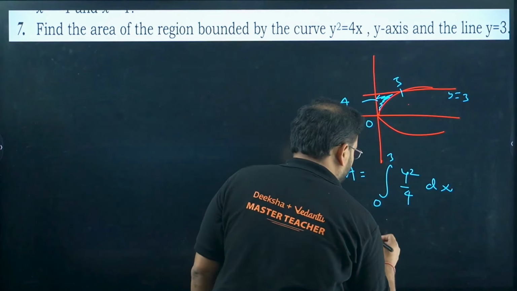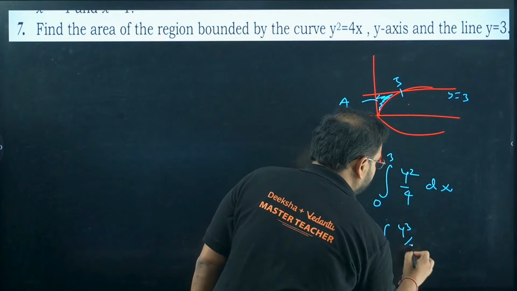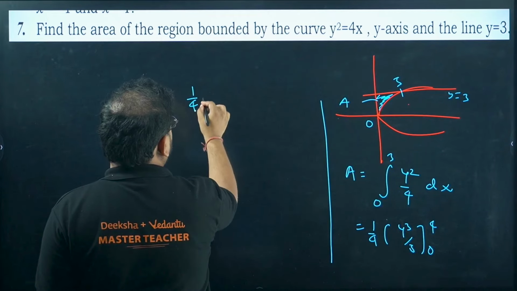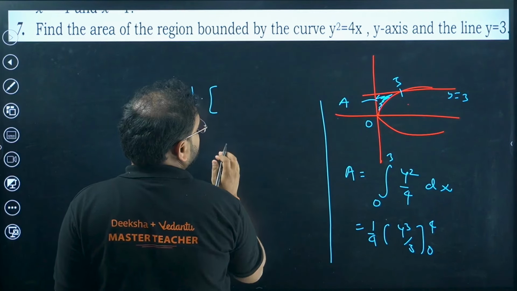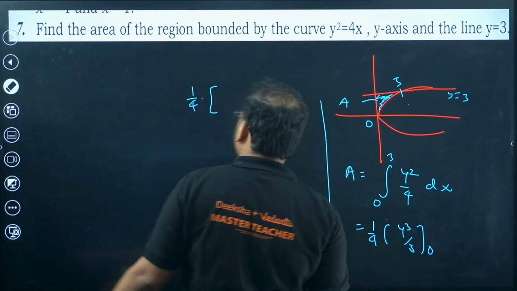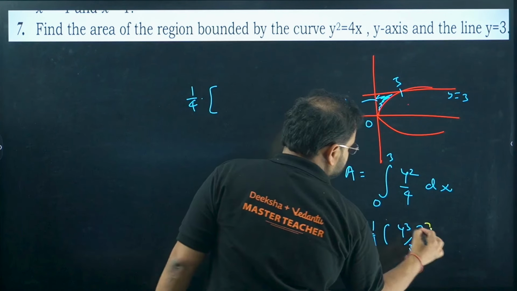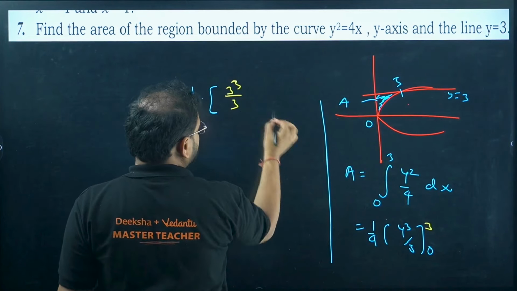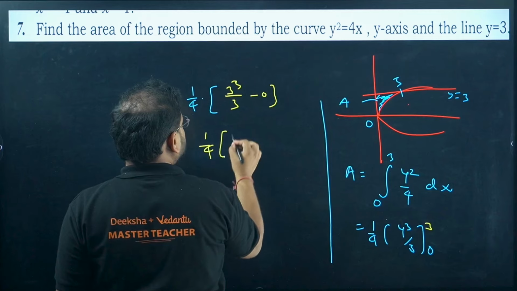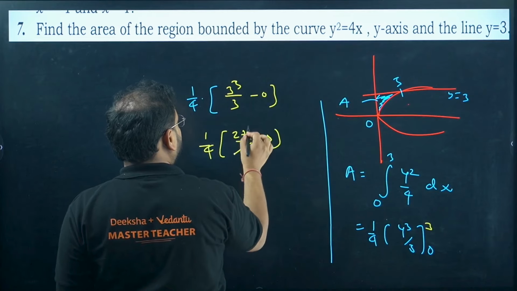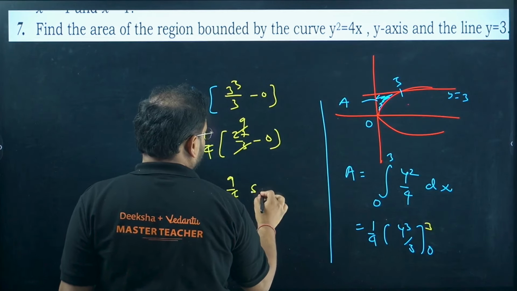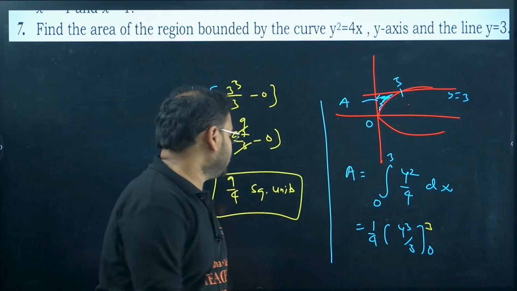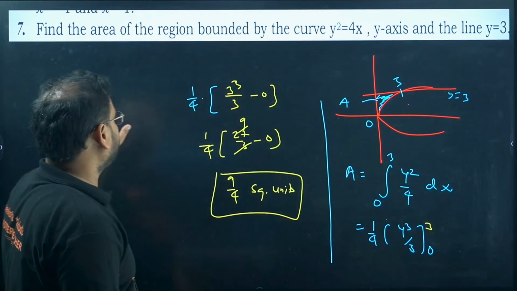You'll get 1 by 4 outside, and you'll have y cube by 3 from 0 to 4. Check. Excuse me, 0 to 3 is there, no? I wrote 4 here, but it is actually 0 to 3. So I get 3 cube by 3 minus 0. So 1 by 4 times 27 by 3 minus 0, that is 9. My answer is 9 by 4 square units. Please check. That's it. Next.